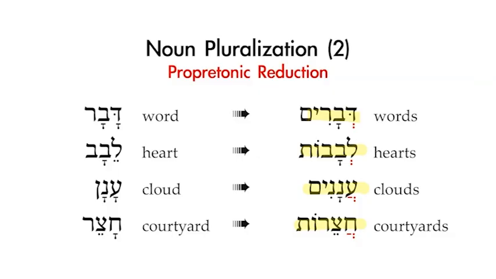In each case, you can observe that the examples on the left, davar, levav, anan, and chatzer, have been pluralized by adding the inflectional endings, either feminine or masculine plural. And because of that, the first syllable has undergone propretonic reduction. In the first two examples, it's simple vocal schwa. In the second two examples, we have the hatef pathach because those words begin with a guttural. And gutturals do not take vocal schwa, but prefer the hatef vowels, usually hatef pathach.